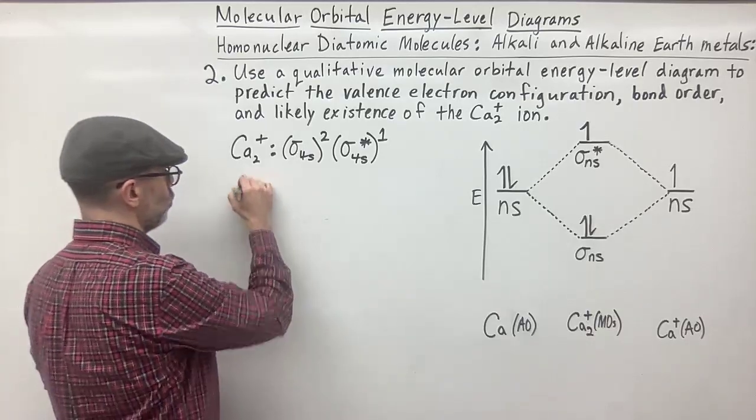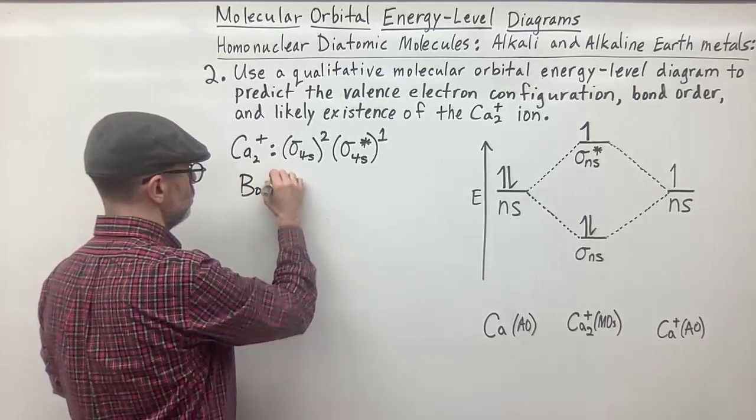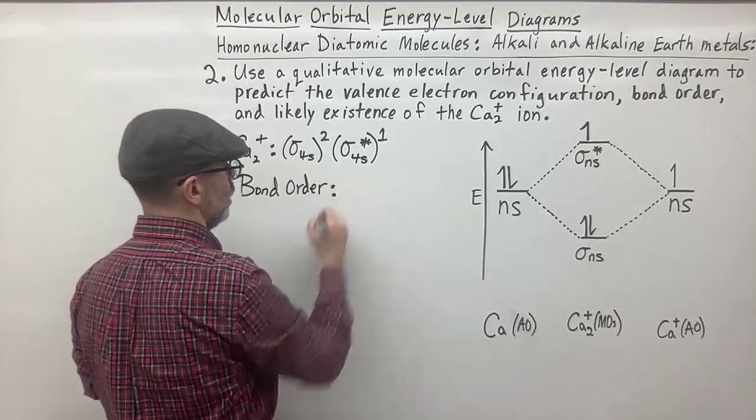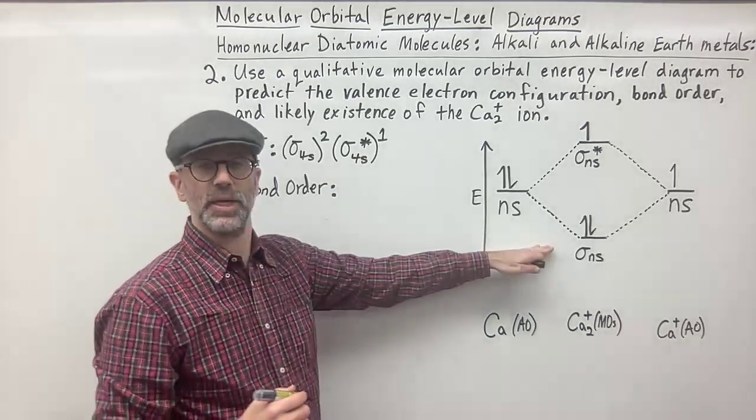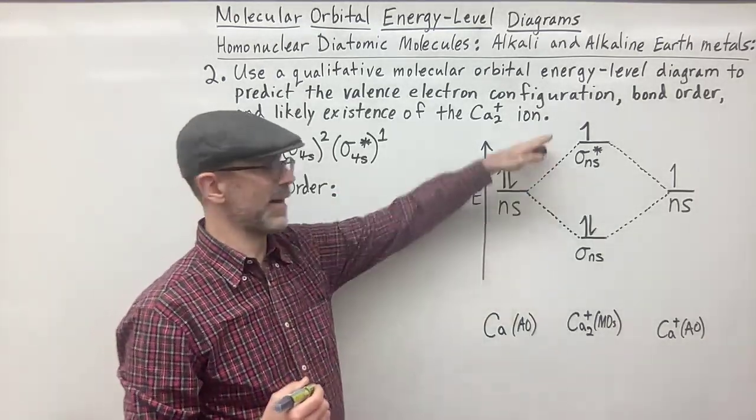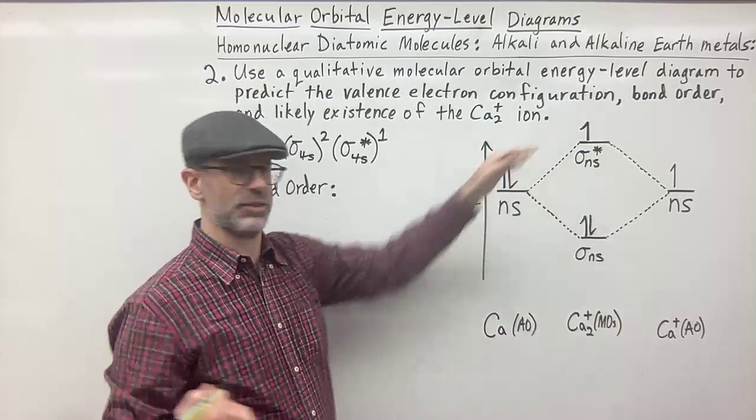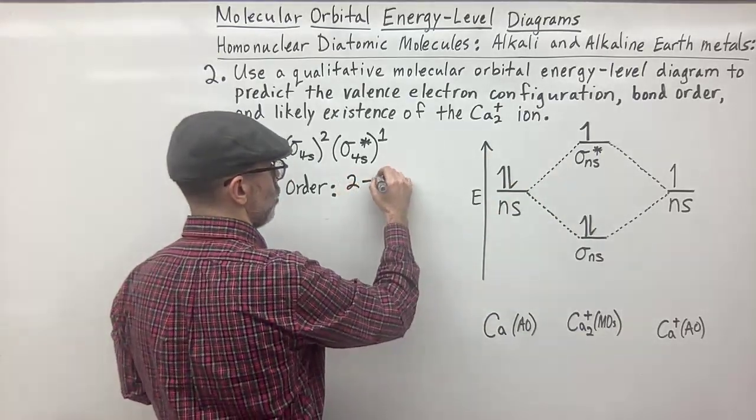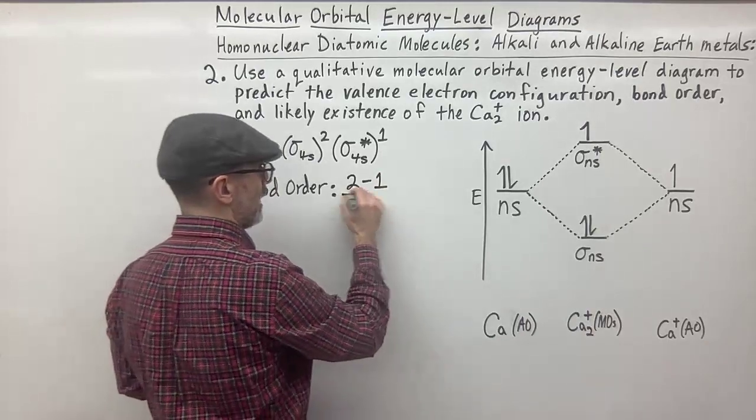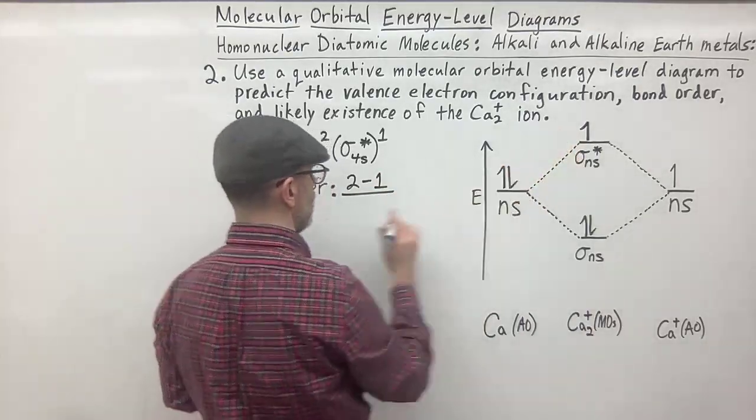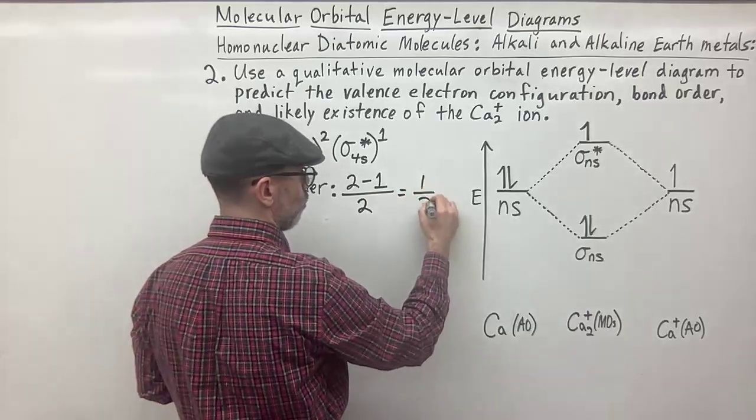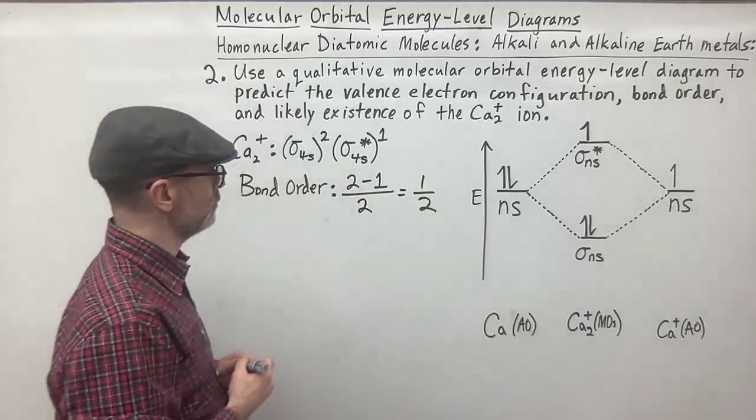Next, the bond order. Again, it's going to be the bonding electrons minus the anti-bonding electrons divided by 2. So we have 2 bonding electrons minus 1 of the anti-bonding electrons. We have 1 up there, divided by 2. And again, that's going to give us a bond order of 1/2.